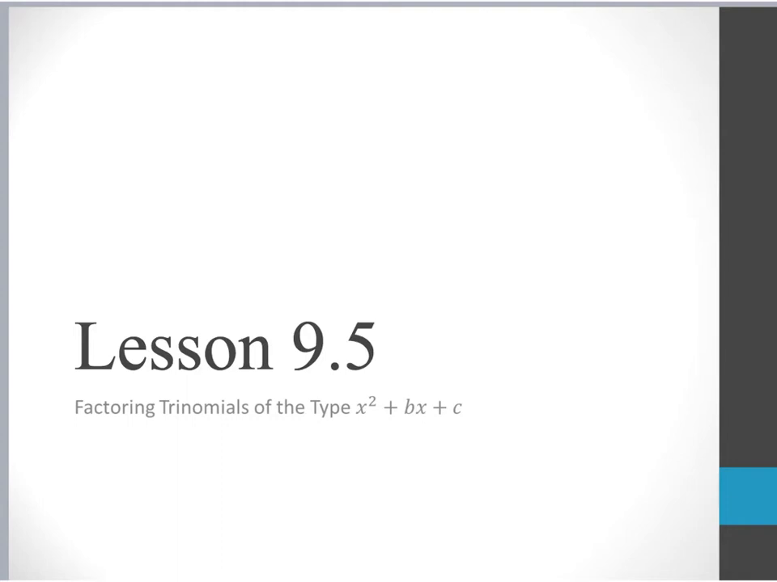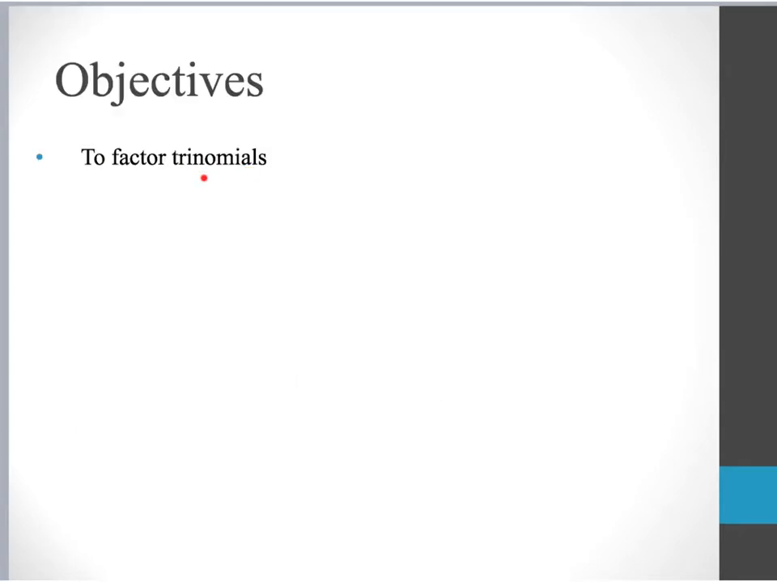Today we're going to look at factoring trinomials of the type x squared plus bx plus c. Now with this type of polynomial, what I want you to realize is that there is no coefficient in front of the x squared term. Our objectives are going to be to factor trinomials.